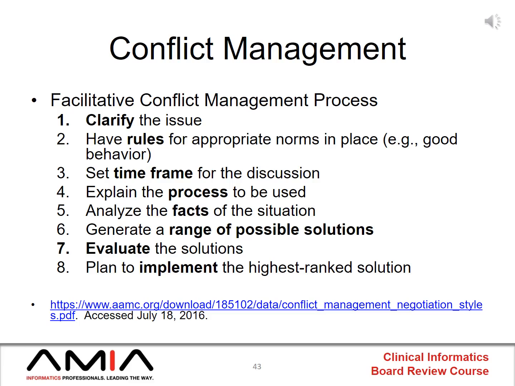This process begins by clarifying the issue to be resolved, having rules or appropriate norms in place, particularly regarding good behavior, setting a time frame for the discussion, especially an end time, explaining the process that will be used to manage the conflict, analyzing the facts of the situation and trying to keep the emotions out of it, generating a range of possible solutions for the parties to consider, and then having the parties evaluate those solutions and make a plan to implement the highest ranked solution.